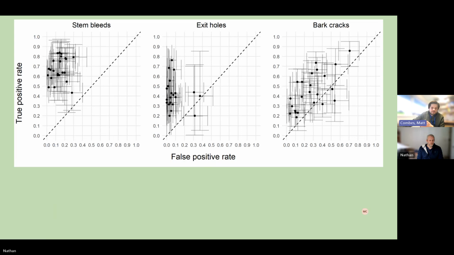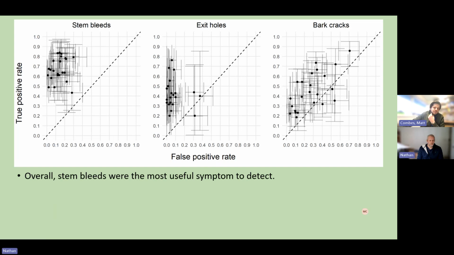So then when we plotted this up with the true positive to the false positive rate, it really enables us to look at the value of the different symptoms. If it's along the dotted line, that is random chance, basically. So it's 50-50, false positive to true positive. And you can see that basically the stem bleeds were the most valuable symptom. And as you can see here, everybody was above the random chance. So it was a very useful symptom to detect for everyone. So it had the higher true positive rate and a lower false positive rate.